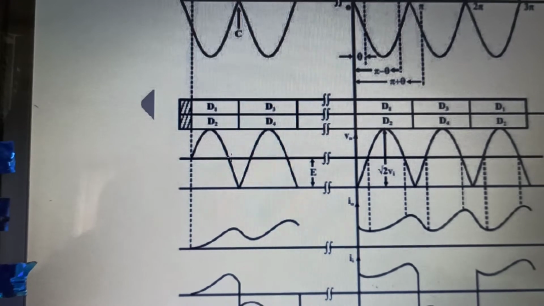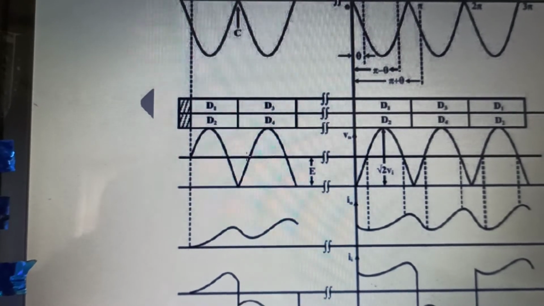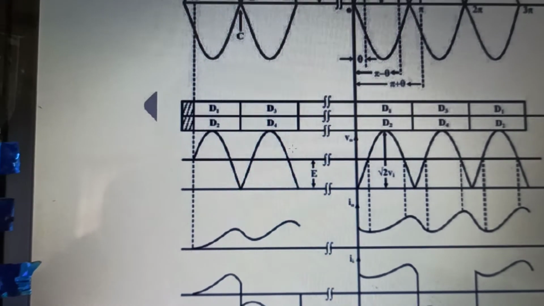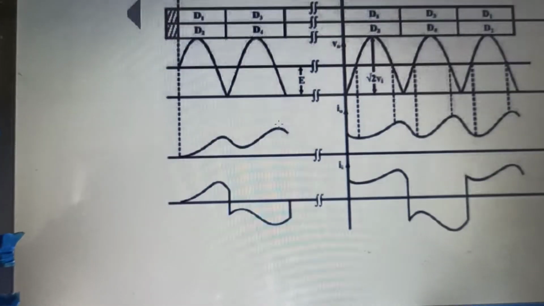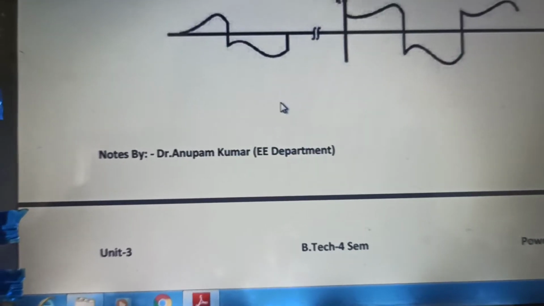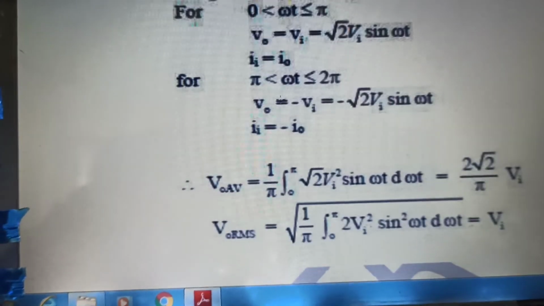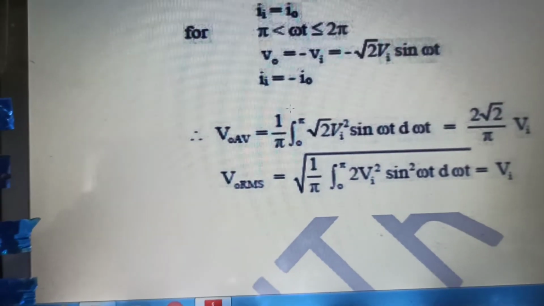Yes, it won't be 0. It will be like this, and the conduction goes on. Okay, now coming back to the current, what will happen to the current? First of all, come to the equation, the basic equation.